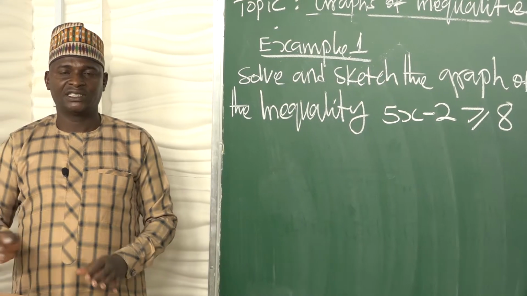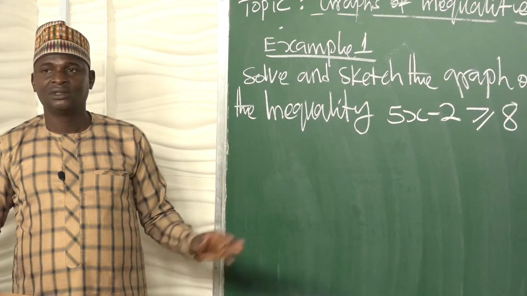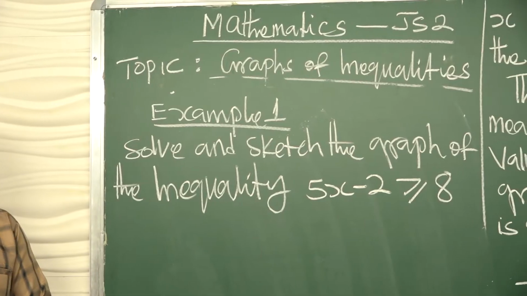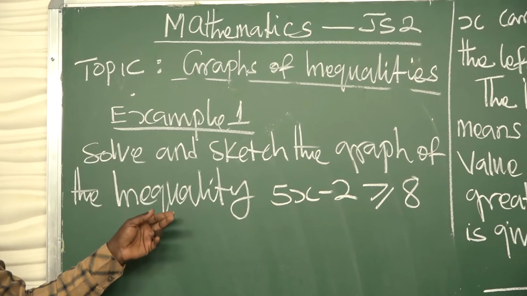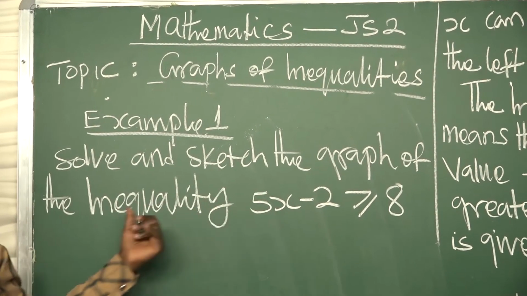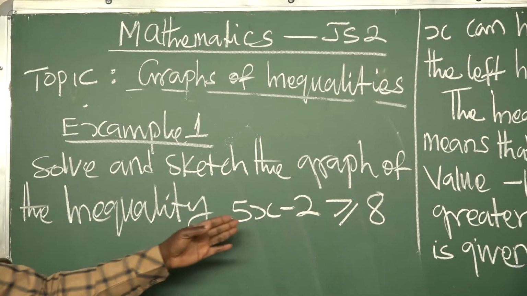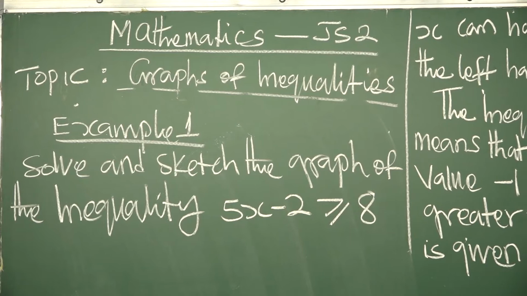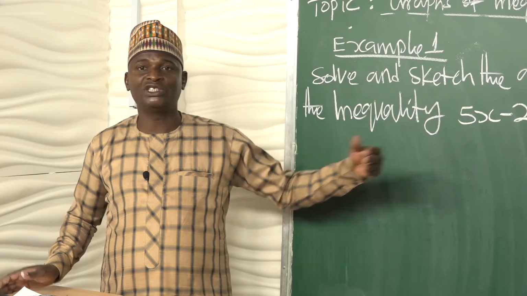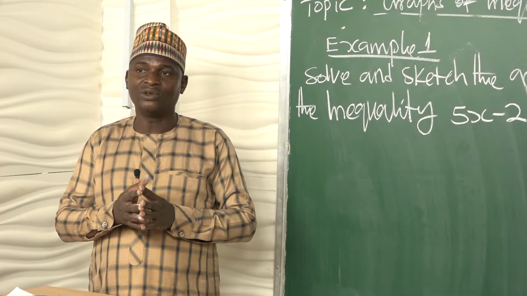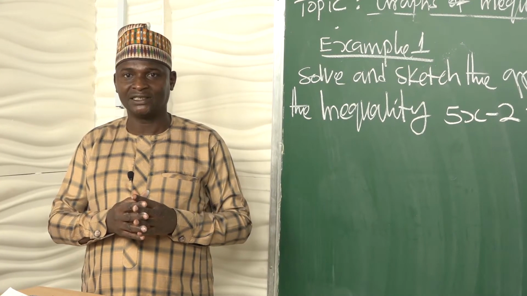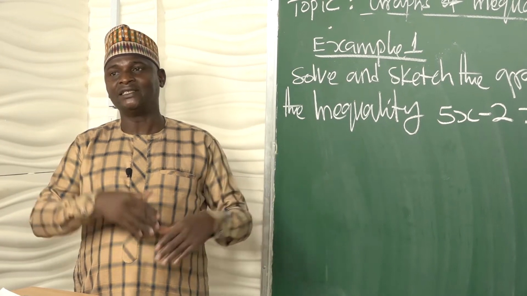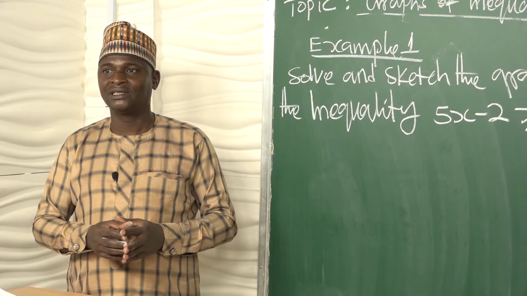So this is our first example. The question reads as follows: solve and sketch the graph of the inequality 5x minus 2 greater than or equal to 8. The first part of it, which is to solve, we have done in our previous lesson. But here we are going to do both. We solve and then sketch the graph.